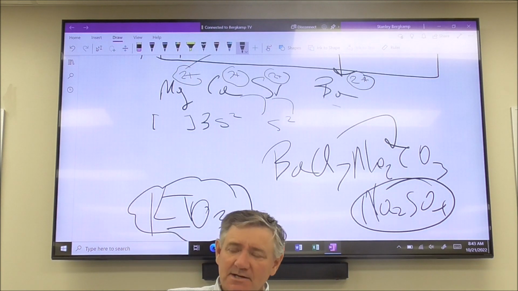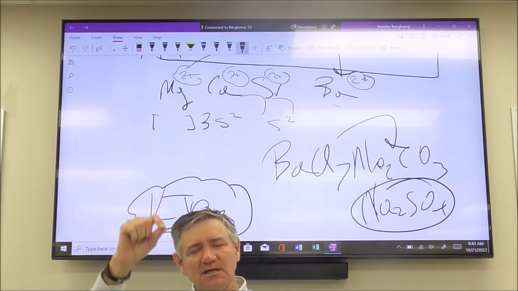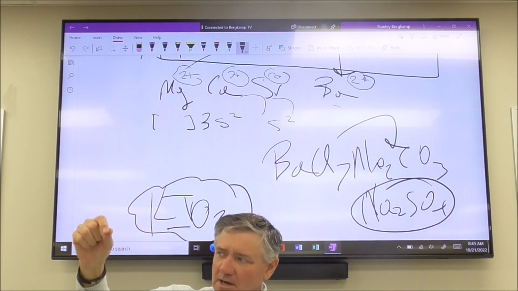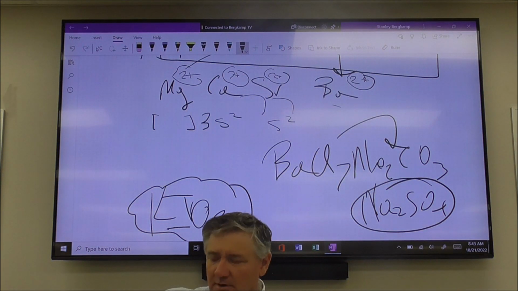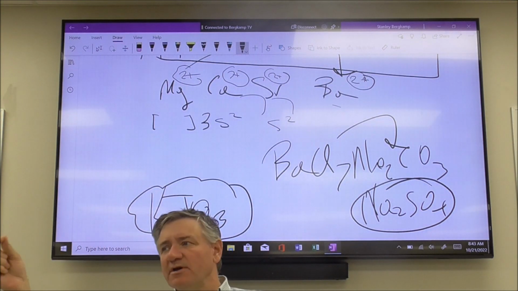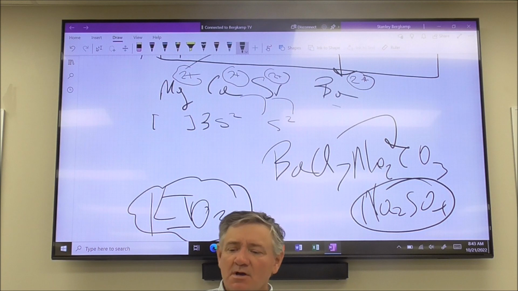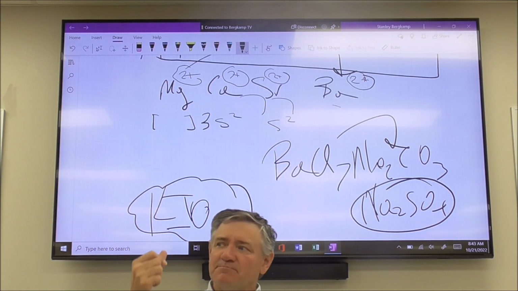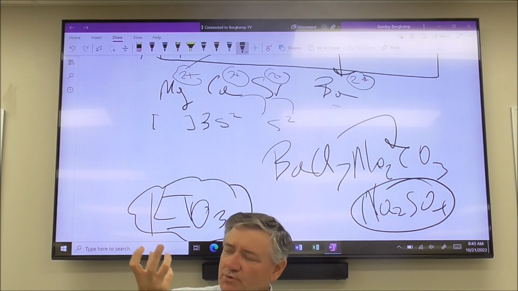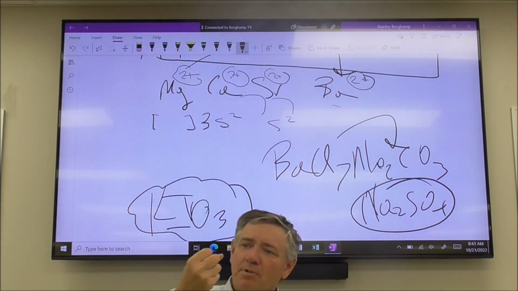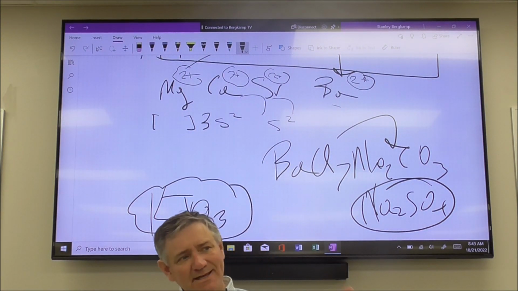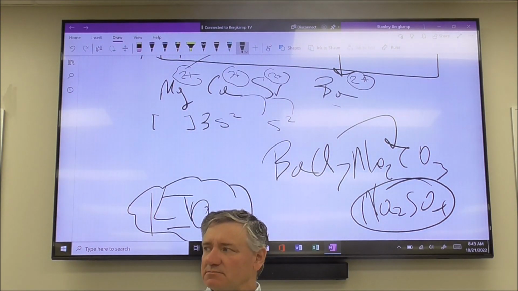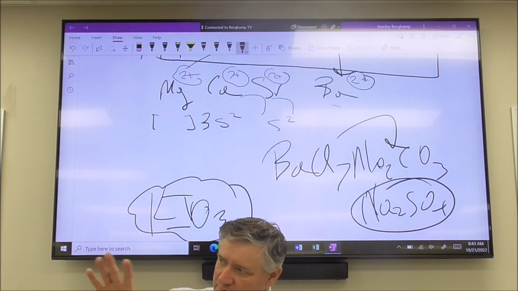So again, we cannot see what's happening on an atomic level. But what we do is we look and say, hey, does that make a precipitate? So what that tells us is that barium is reactive. Barium really wants to take in and bond with those anions. The magnesium, not so much, okay? So that's how you want to approach this.